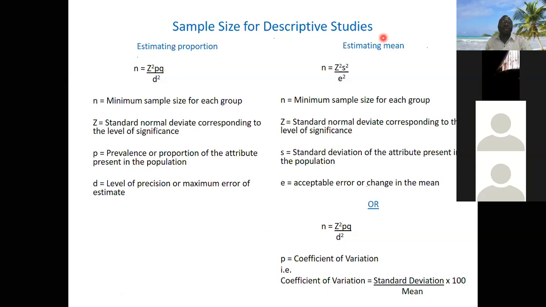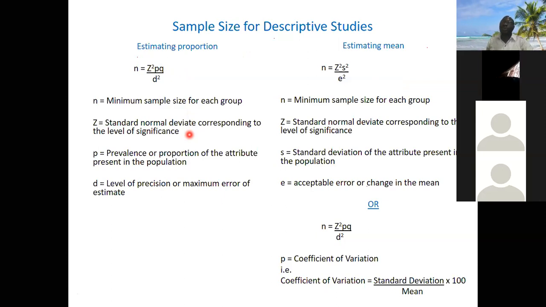Now, look at the formula. We use the first one on the left side, estimating proportion, on the right side, estimating mean. If you look at the similarity in the formula, what is the similarity? It is the Z, which is the standard normal deviation that corresponds with the level of significance. I already said, if you set the level of significance to be 5%, that shows that your level of confidence is 95. The level of significance and level of confidence add up to 100. So the standard normal deviation that corresponds to that is 1.96, and we discussed it.